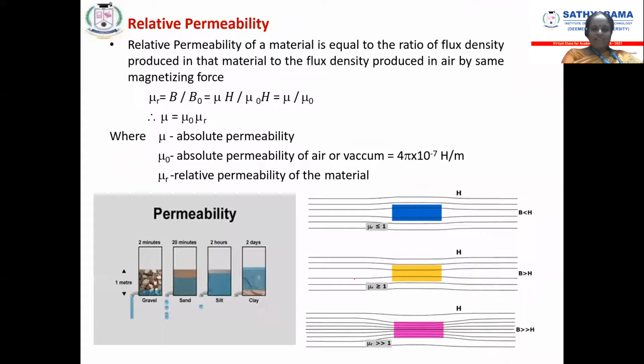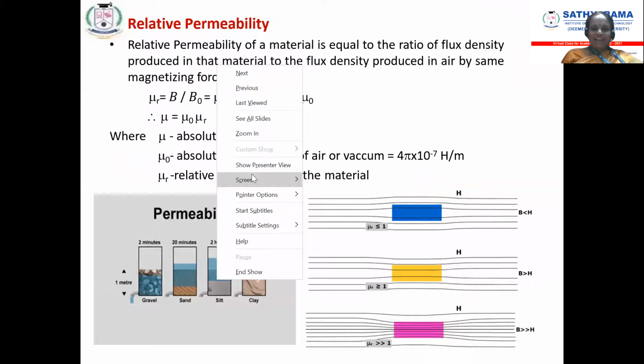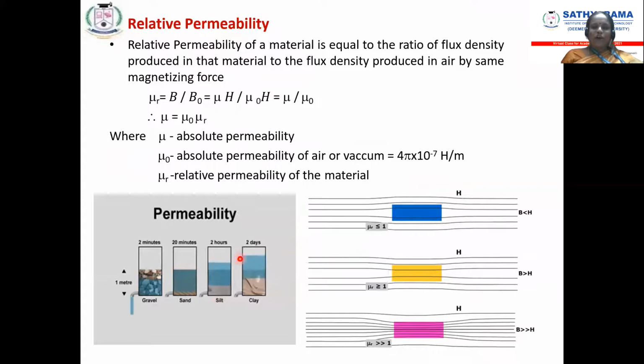Just see the permeability: in gravel, how long it takes to deliver the water, and in sand how long it will take, in silt how long it will take, and in clay how long it will take. In gravel it will take 2 minutes, sand 20 minutes, silt 2 hours, clay 2 days. That is permeability. Then what is permeability? It is the ability of a material to pass the magnetic flux around the coil.